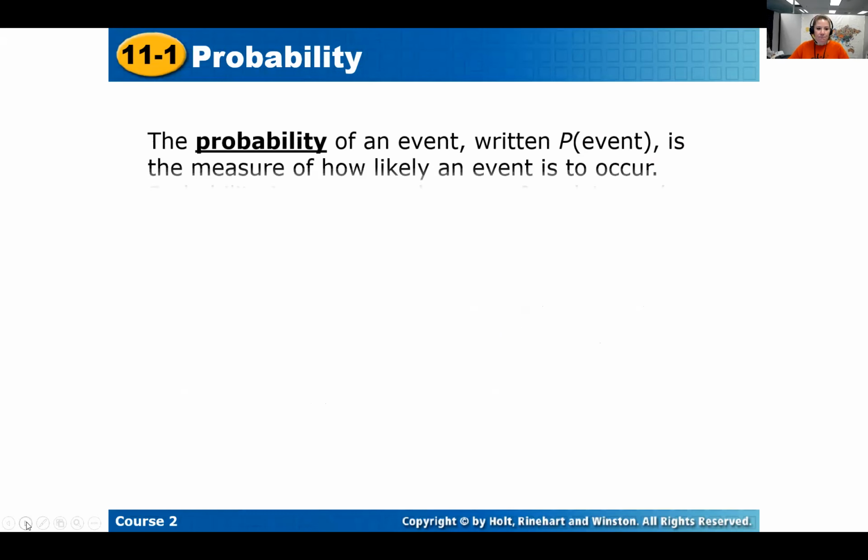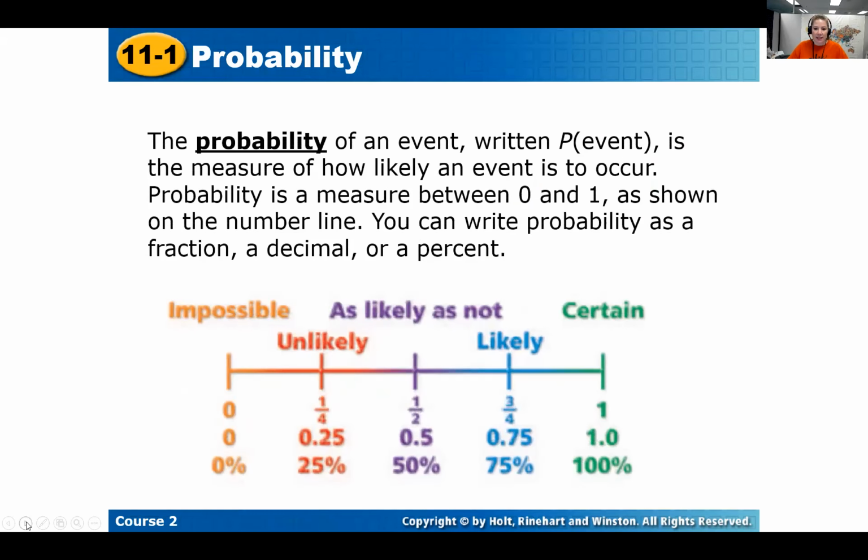All right. The probability of an event is written in this form: capital P, and in parentheses, whatever event you're looking for. For example, if you're finding the probability of rolling a 5 on a number cube, I would write capital P, the number 5 in parentheses. So this is what I'm looking for. How you gauge probability is basically this scale right here.